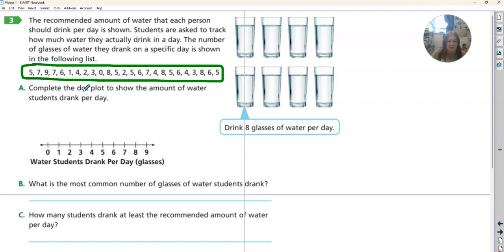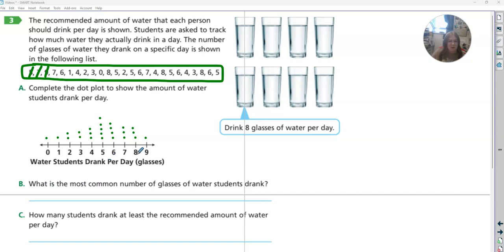We're going to complete the dot plot to show the amount of water students drink. So I see a 5, so I'm going to put a dot above the 5. And then I might want to cross it off so I can make sure I actually put them there. So then 7, 7, 9. So go ahead and finish that dot plot there. So as you went through, this is what your dot plot should look like when you're done.